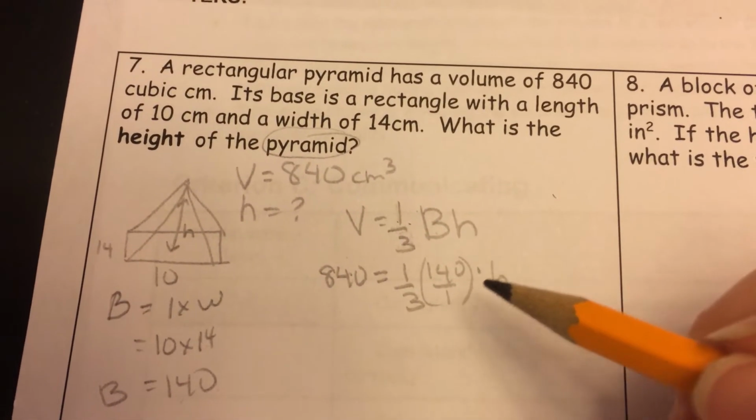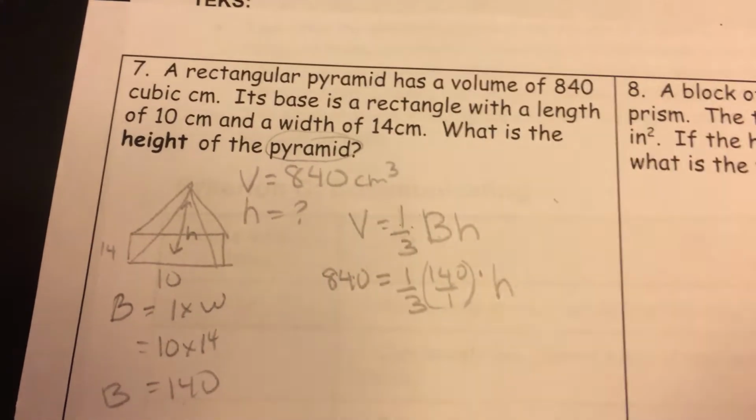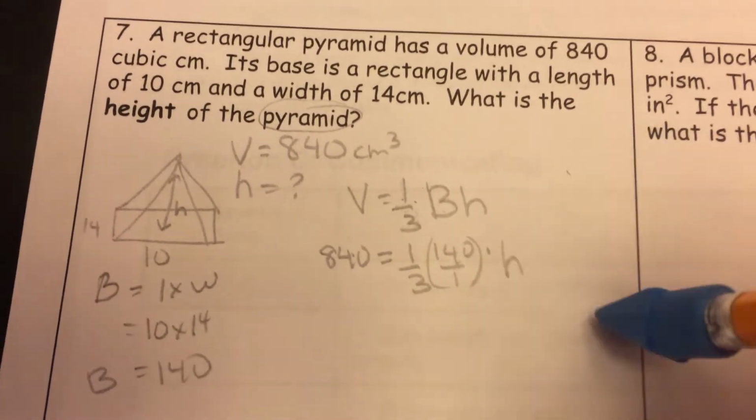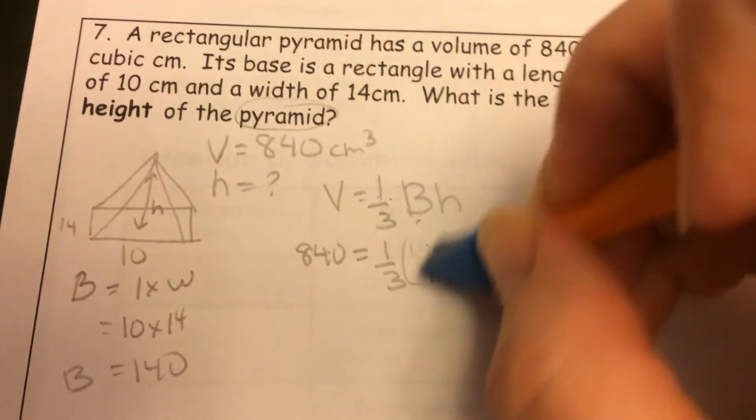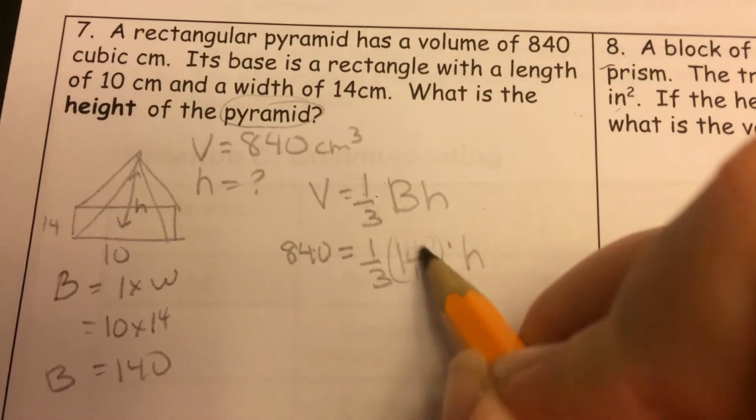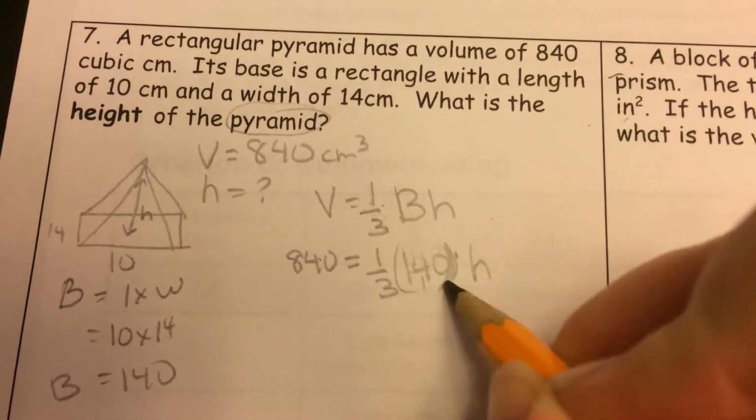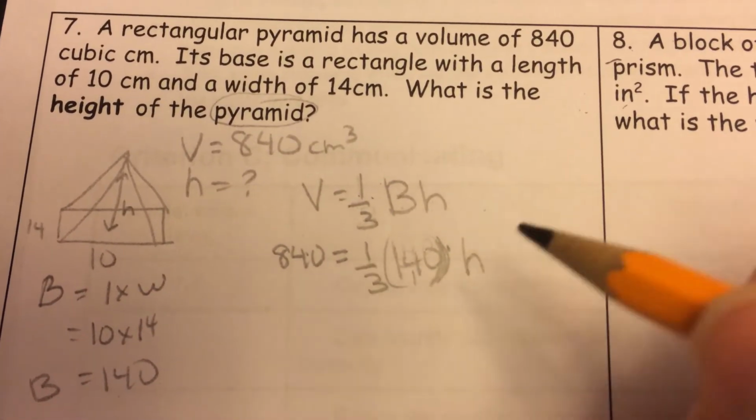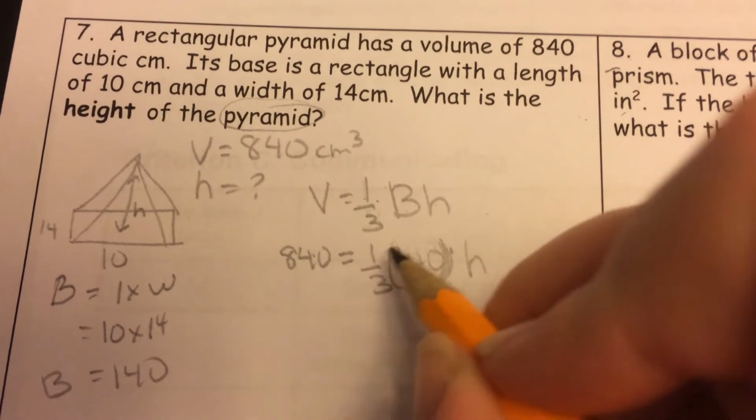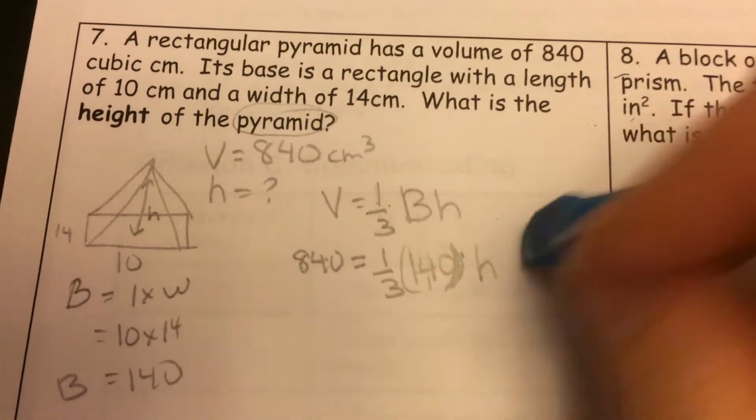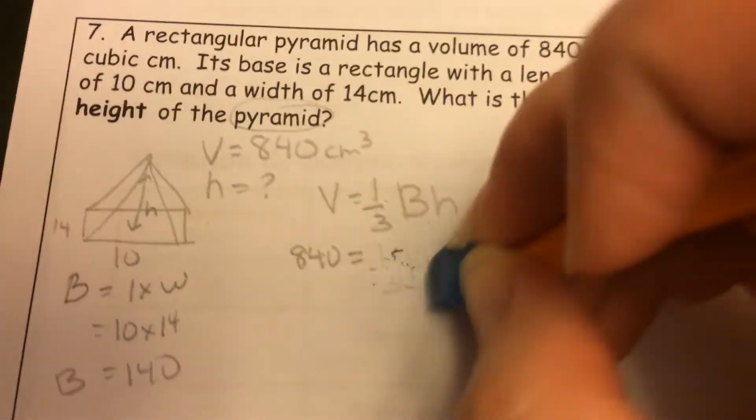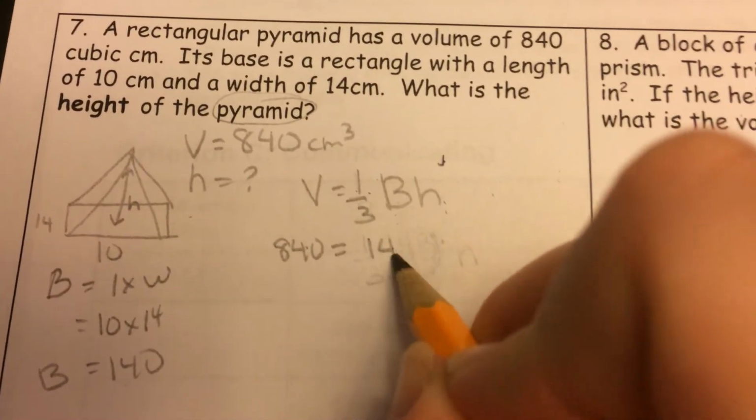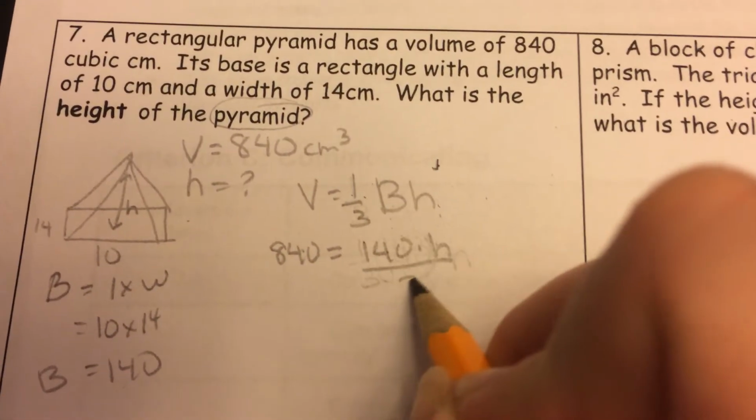So I can do a couple of different things. I can multiply these two together, but that could be kind of ugly. So maybe I won't. We're going to write that back as 140. What I can do is, this dividing by 3 or times 1/3, I can multiply by 3 because then that cancels it out. Let's rewrite this so we can see it a little better: 140 times the height divided by 3.